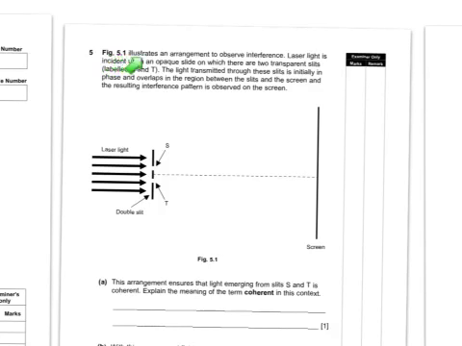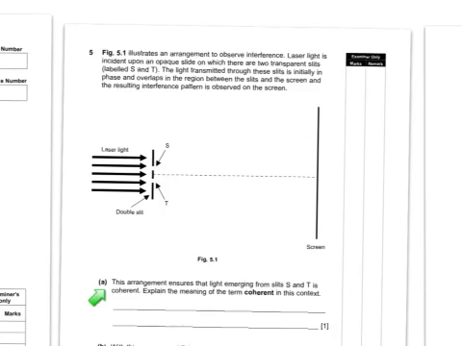Figure 5.1 illustrates an arrangement to observe interference. Laser light is incident upon an opaque slide on which there are two transparent slits, S and T, and the light transmitted through these slits is initially in phase, overlaps in the region between the slits and the screen, and the resulting interference pattern is observed on the screen. This is the standard setup for our Young's double slit. We have laser light coming into the slide that has two slits on it, and the screen then is a distance away, where we'll then have the interference pattern appearing here.